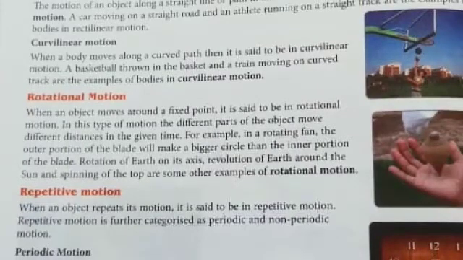You can understand. In this type, when an object moves around a fixed point, it is said to be in rotational motion. In this type of motion, different parts of the object move different distances in the given time. For example, in a rotating ceiling fan, the outer portion of the blade will make a bigger circle than the inner portion of the blade. Rotation of earth on its axis, revolution of earth around the sun, spinning of top, all are examples of rotational motion. Okay.